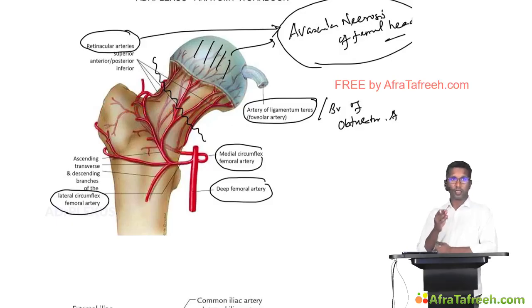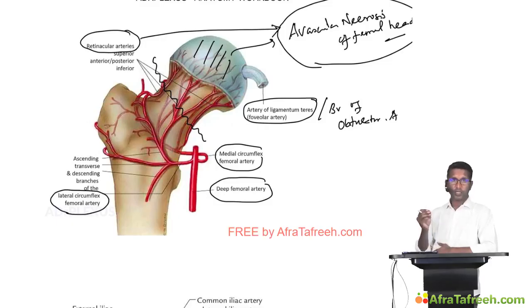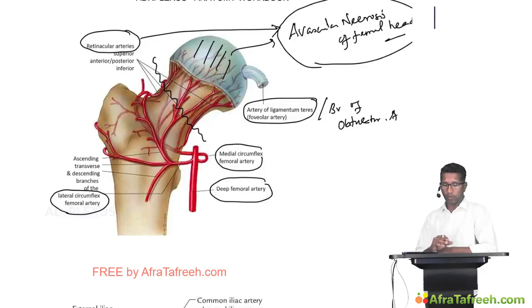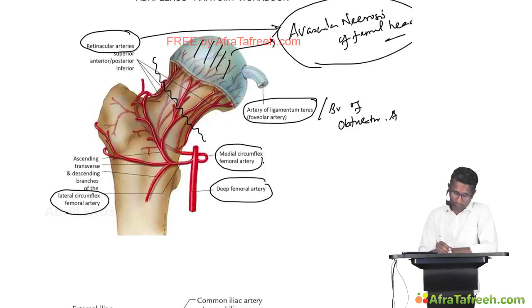The retinacular arteries are the important arteries. Now the next question is, what is the artery which is mainly contributing to the retinacular arteries? I know that retinacular arteries are the arteries which supply the femoral head, but what is the main source of the retinacular arteries? It arises from the medial circumflex femoral artery.